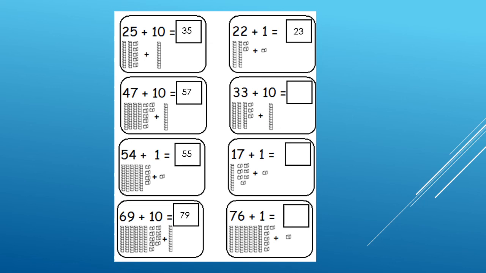33 plus 10, we're adding to the tens column. We have 43. 17 plus 1, we're adding to the ones column. 18. 76 plus 1 makes 77. Well done if you got those correct.